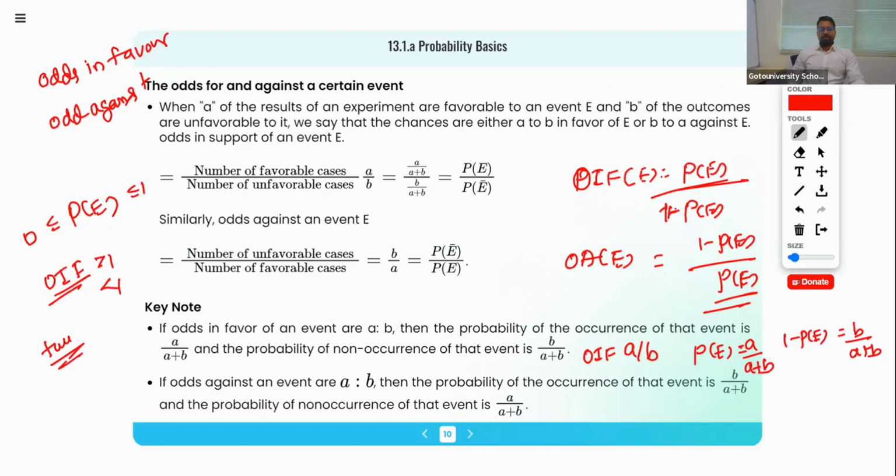Similarly, if odds against is given as A by B, then definitely the probability of the event is B by A plus B, and the probability of non-occurrence of the event is A by A plus B. So if you can remember, good, or else please remember the formula and the condition. That is enough for us. We don't have to memorize unnecessary formulas to confuse ourselves. But it is always good to know them and remember them only if you are good with the concept, not by memorizing them. Fine?